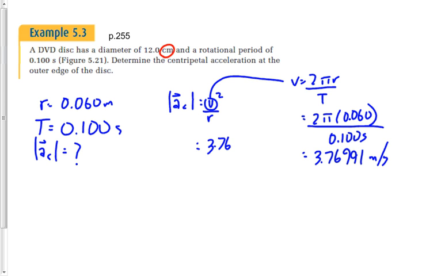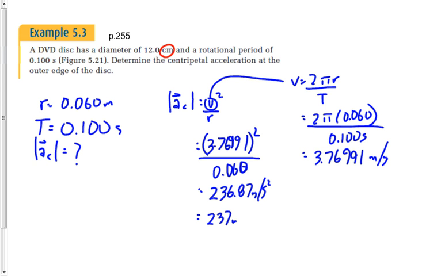Plug that in here, 3.76991 meters per second. Let's square that, and let's divide that by 0.060. We do that, and we end up getting 236.87 meters per second squared. Round that to 3 digits, I should say. We get 237 meters per second squared. What's the acceleration due to gravity? 9.81, right? About 10. This is about 24 times gravity.